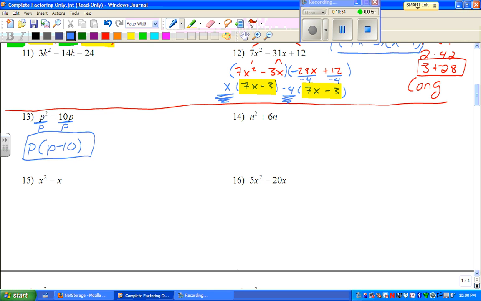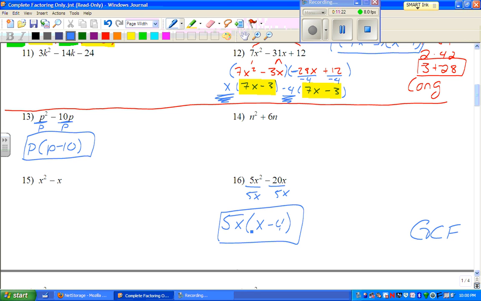16. Let's look at 16. We have 5x squared minus 20x. There's only two terms here. So what can you take out from both of these? We're just going to do a GCF here. So these are all called GCFs, greatest common factor. They're both divisible by 5, so we can divide them by 5. And they both have an x, so you can take an x out of both of them. So when you take out that 5x, you're left with x minus 4. And that's it.